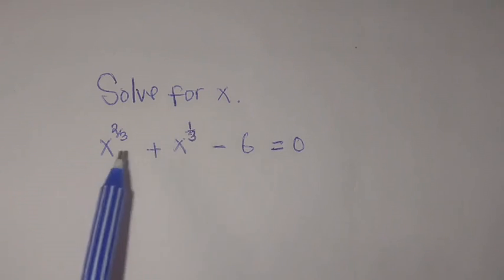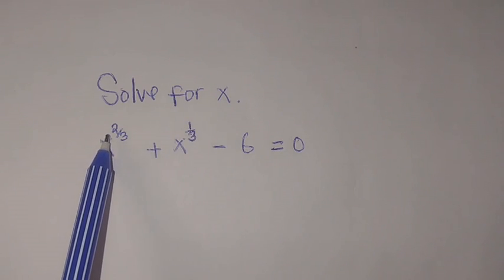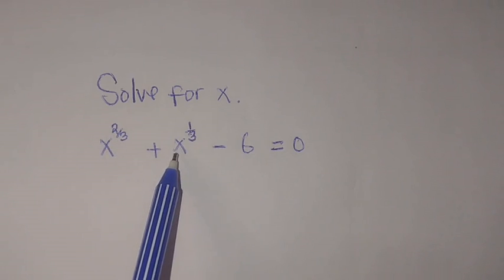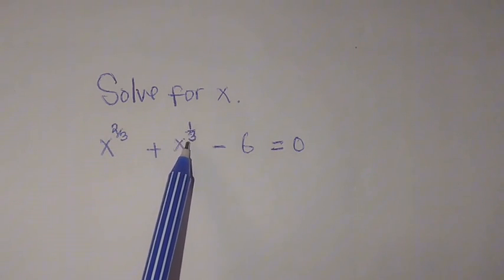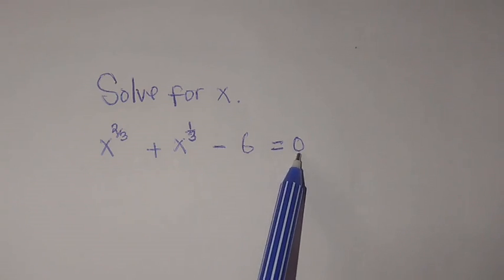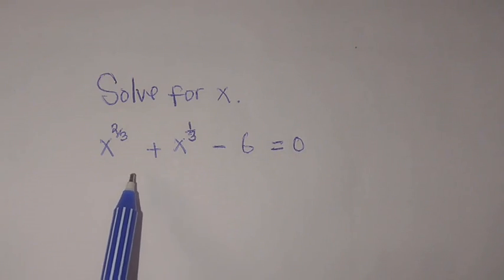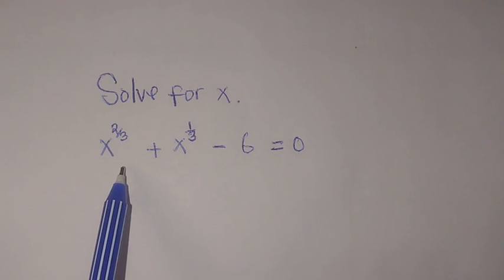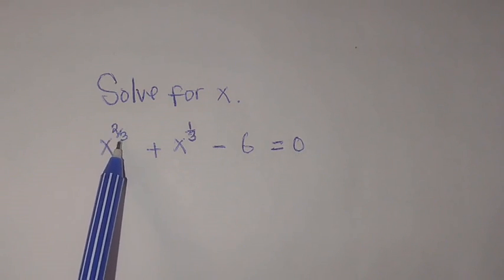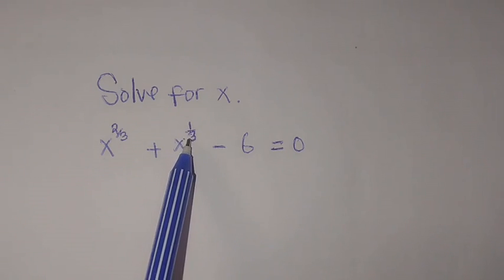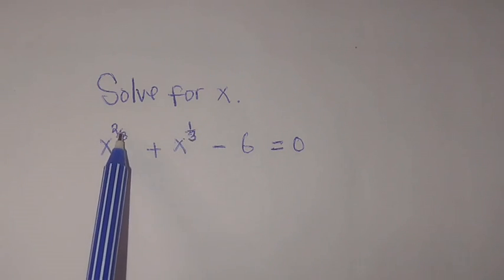We have x raised to the power of 2/3 plus x raised to the power of 1/3 minus 6 is equal to 0. The first thing, try to notice the powers that you have. Here the power is 2/3. Here the power is 1/3. So I can try to rewrite this one.